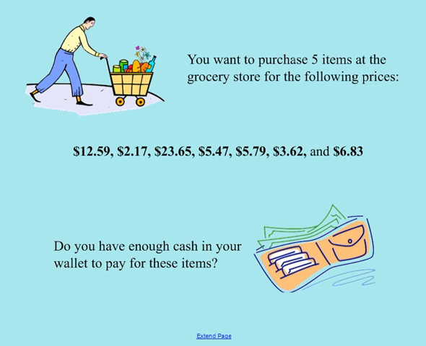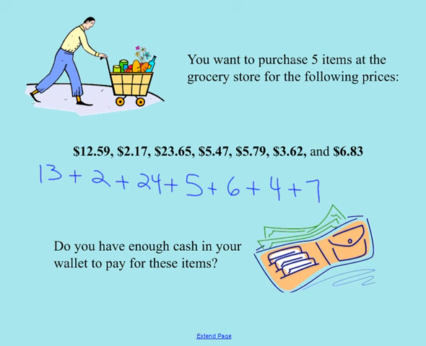$12.59 rounded to the nearest dollar would round up to $13. $2.17 rounded to the nearest dollar would round to $2. $23.65 would round to $24. $5.47 would round down to $5. $5.79 would round up to $6. $3.62 would round up to $4, and $6.83 would round up to $7.